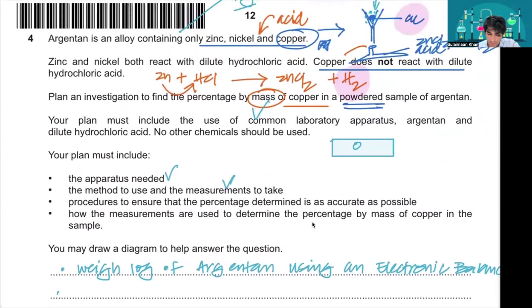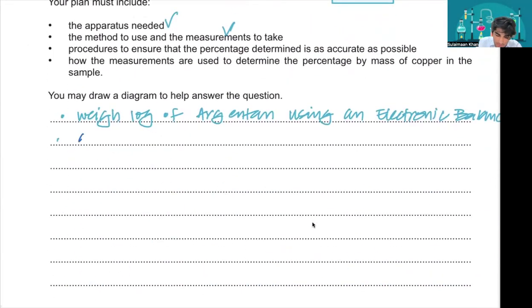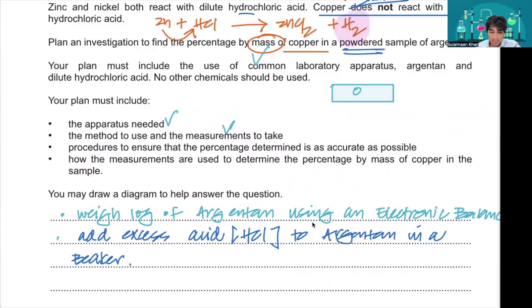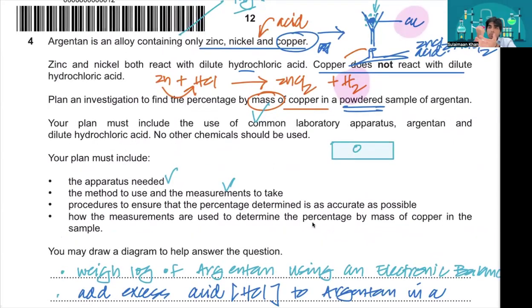And obviously, once you have this, then what am I going to do? I will add acid. So add excess acid to it, in this case HCl, to argentan in a beaker. You have to add it somewhere. So I place argentan in a beaker, and then I'm going to add excess acid to it. Visualize the experiment. It's not a metal, it's an alloy. So if it's a big lump, you could powder it.